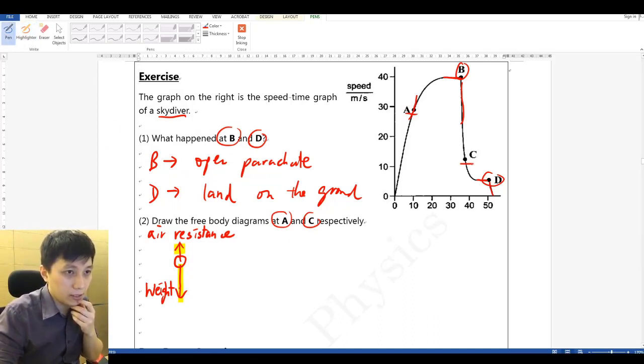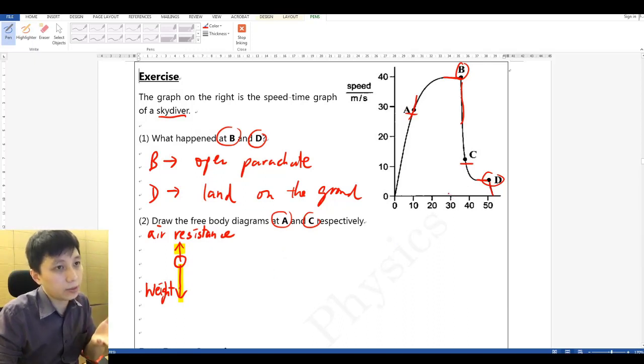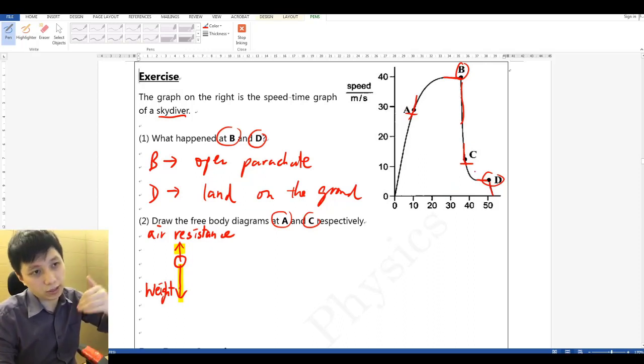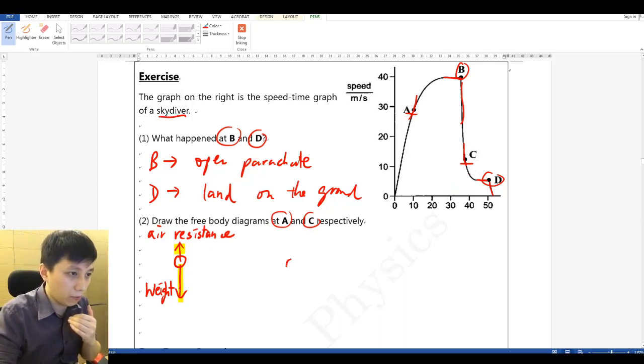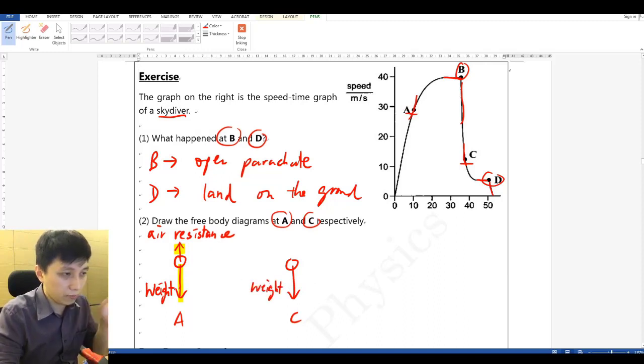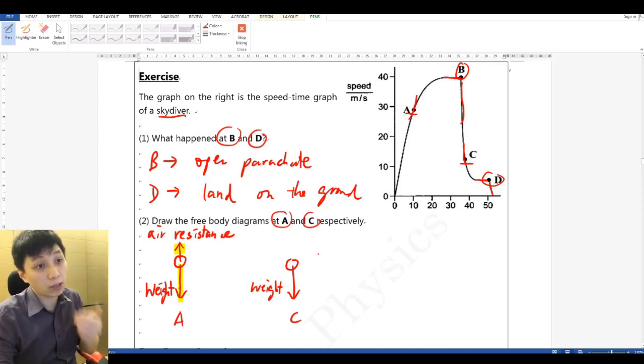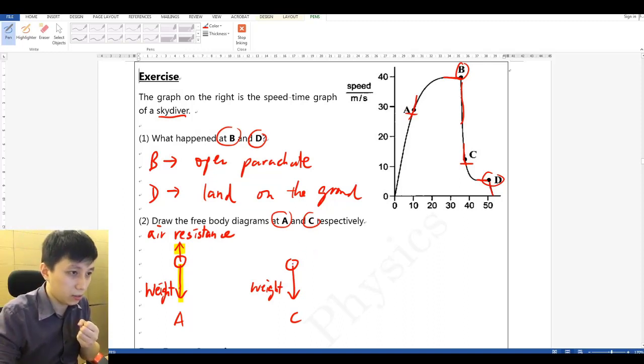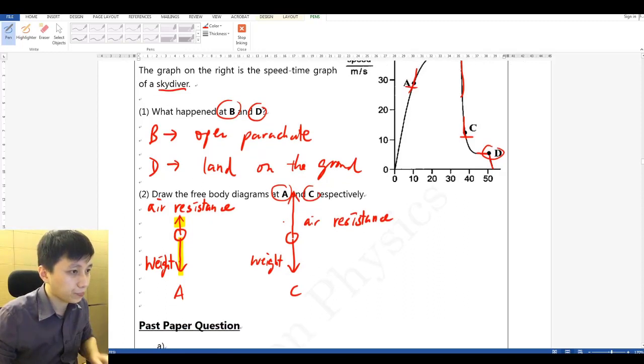For C, it is when you have opened the parachute already, and this should be a deceleration, because if you look at the slope, this is negative. And so for C, label that this is A, this is C. You should still have the same weight. I will do the same length as in part A, but this time you have much greater air resistance, so the length of air resistance should be much longer than the weight itself. So I think this is acceptable.